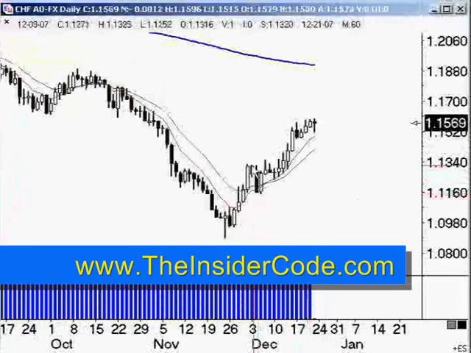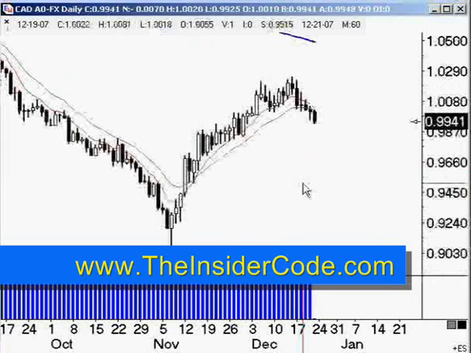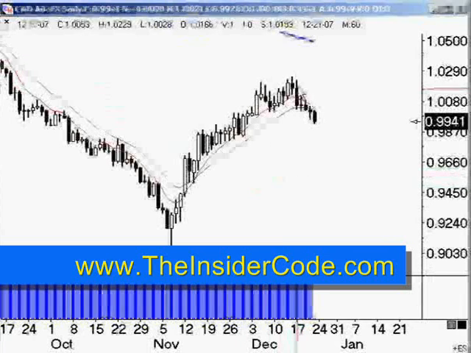Canadian dollar, you can see just continues to run up, very strong currency. Almost had another hand formation here, but not quite. So the last couple of entries are just still kind of floating along. And then finally, I'm sorry, that was the Swiss franc. Canadian stopped out right here.